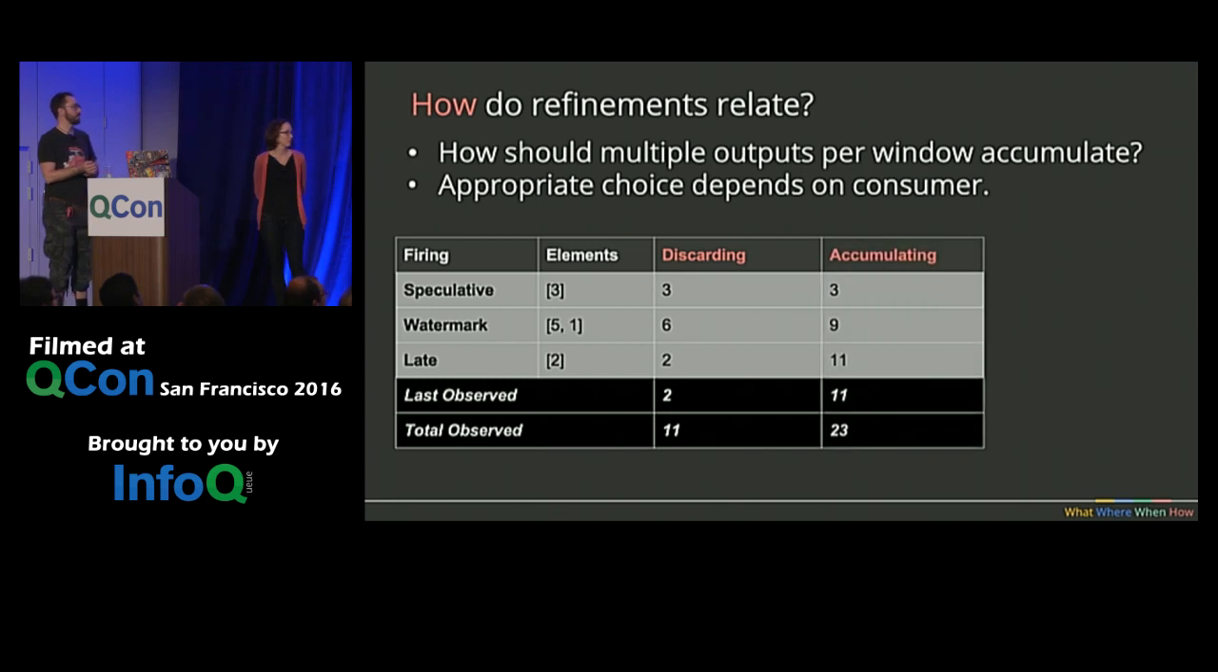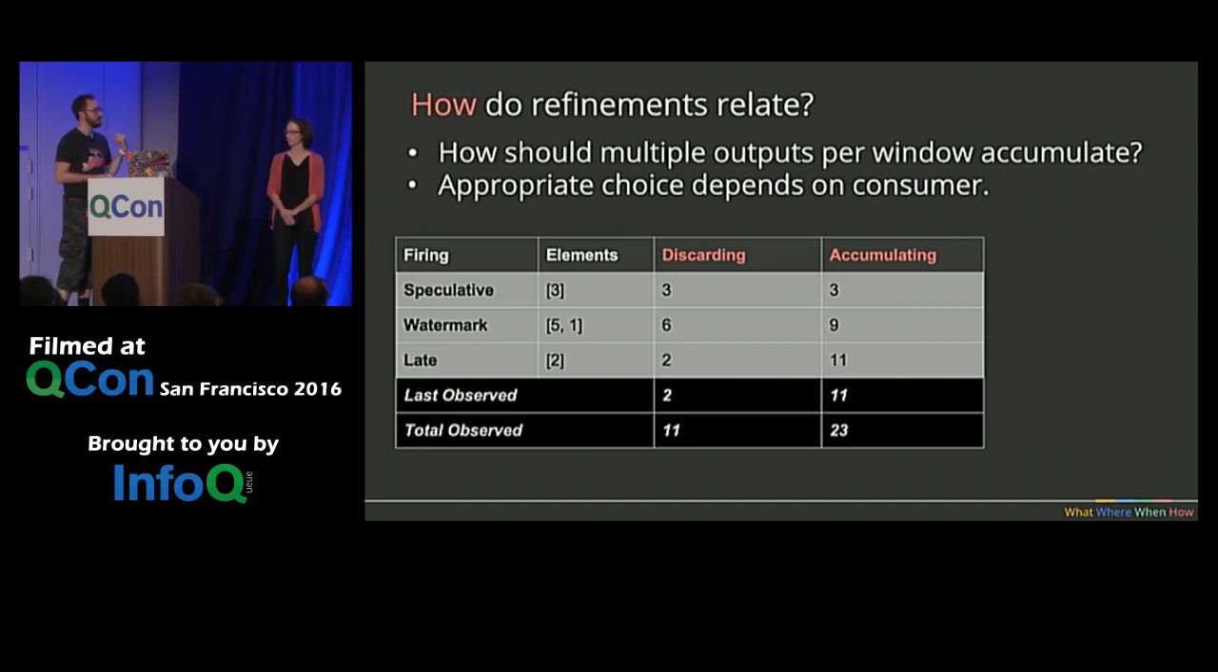Now another option is accumulating mode, which is what we had on the previous slide. So here, the total running sum is emitted every time we do a firing. But you can see now the last observed value is correct, however, the total observed may overcount. So again, depending on what you're doing with this data downstream, if that system isn't able to handle these multiple firings, you could end up with incorrect results.